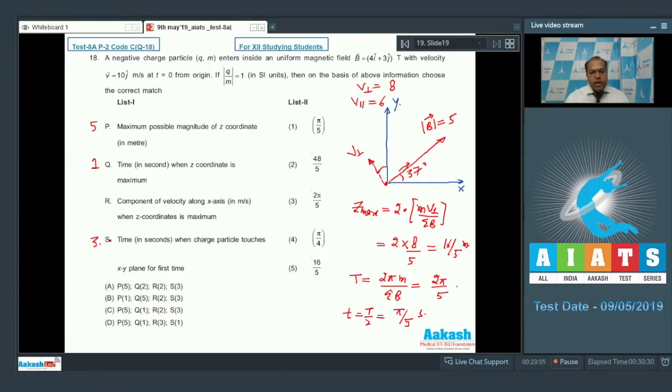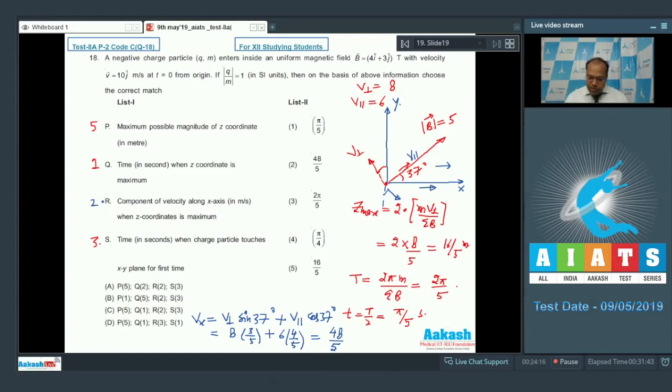Now if I check the entry R, component of velocity along x-axis when Z coordinate is maximum. So when Z coordinate is maximum, at that moment V perpendicular is in this direction at the maximum point, and if I take the component of this V perpendicular in this direction along x-axis, then this can be written as, if this angle is 37 degree, then this angle is also 37 degree, V perpendicular sin 37 degree, plus the component of velocity due to V parallel in this direction. So V parallel cos 37 degree. So if I substitute the data, V perpendicular is 8, sin 37 degree is 3 by 5, plus V parallel is 6, into cos 37 degree is 4 by 5. So if I solve this, it comes out to be 48 by 5 meter per second. So the correct matching would be 2.